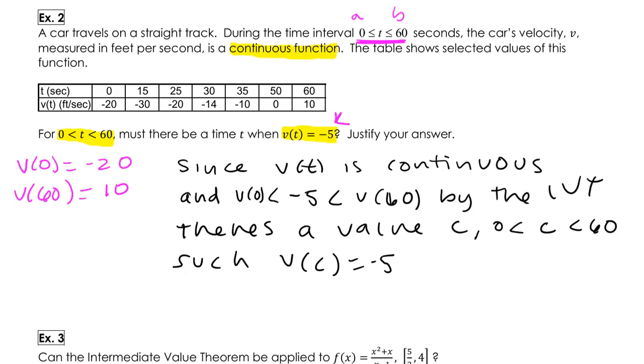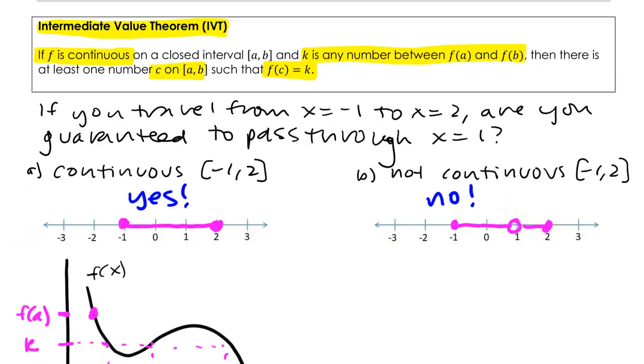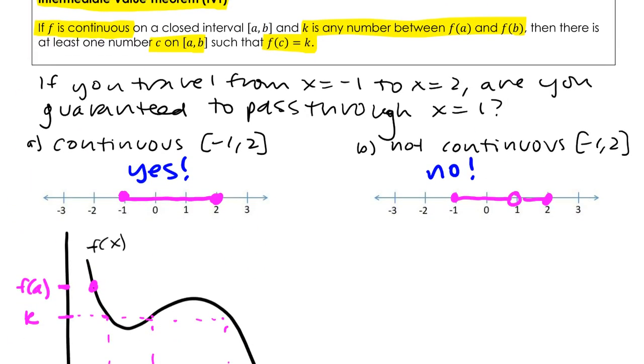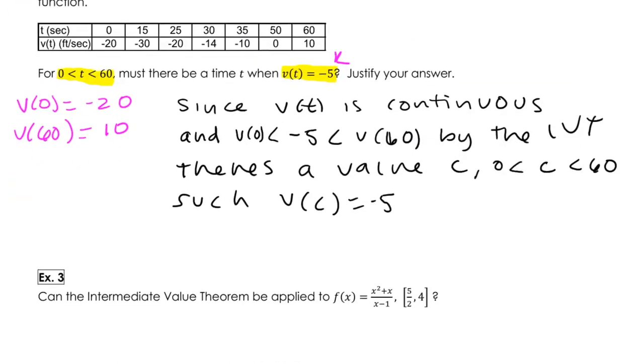Again, I really advise that you memorize the theorem. We're going to use it a lot this year, and then you really use the theorem to write your sentence out. The big thing, we need continuity. Look back up here. We need continuity and K between f of A and f of B. Okay, let's look at the next one.